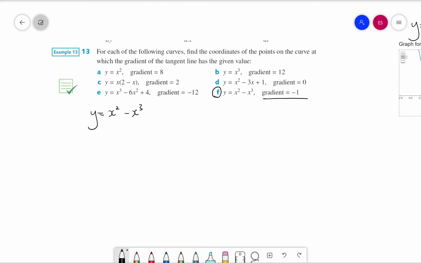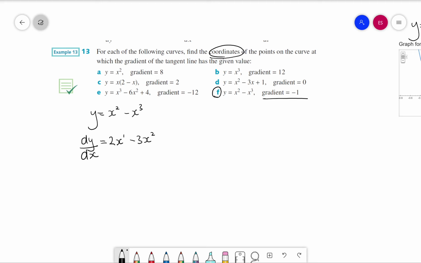So when we have just a regular curve, that tells us coordinates. It doesn't tell us anything about the gradient. So to find information about the gradient, we need to differentiate this. So we use the dy on dx notation. And then we bring the power down the front, so it'll be 2x, and then we drop the power by 1. Same thing, bring the power down the front, so 3x, then we drop the power by 1. So it'll be 2x minus 3x squared. Okay.